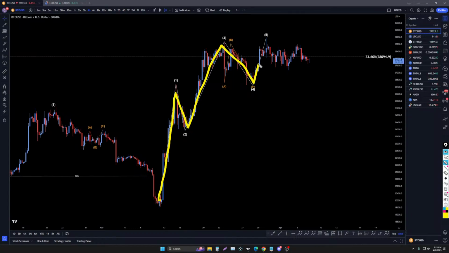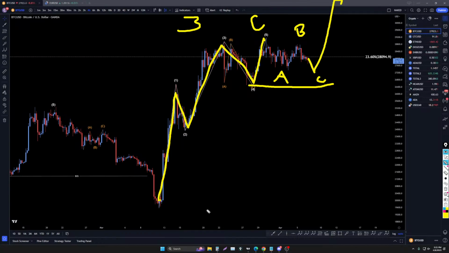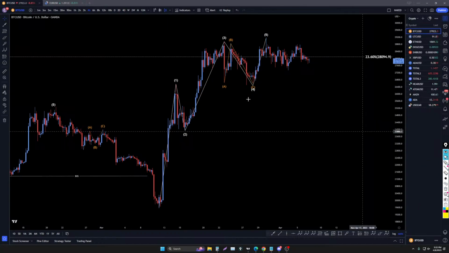1, 2, 3, 4, and 5. So if this wave 4 structure gets taken out right here, then that's going to tell us that this is a wave C. If it doesn't get taken out, I could definitely picture this being an A, a B, and a C. And then it goes up and just continues the uptrend for a big wave 3. So as usual, we just got to pay attention to our structure and see what happens.